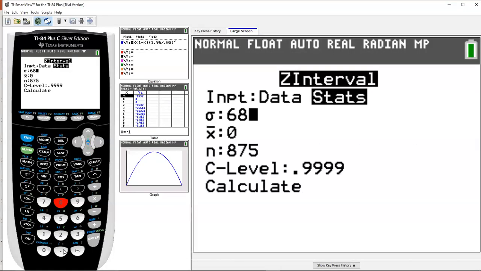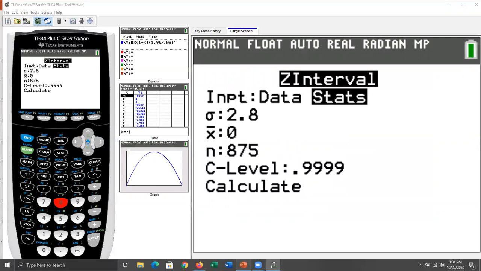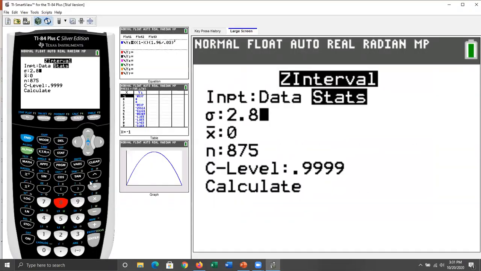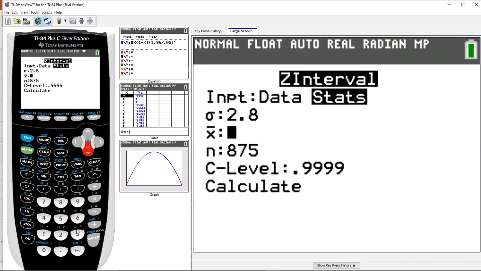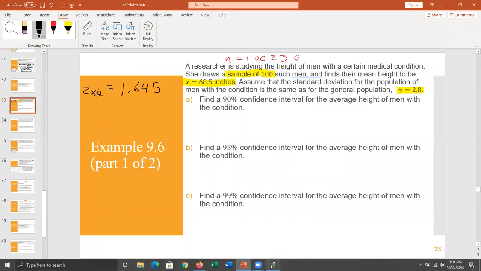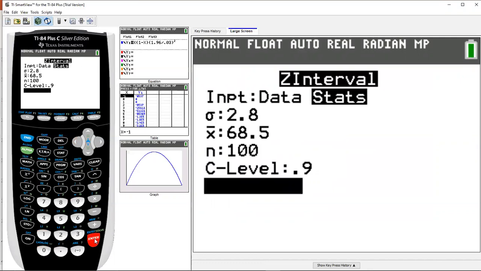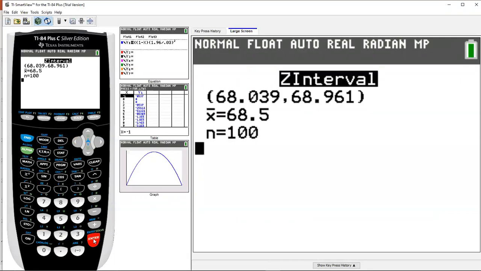So the mean is, no, this is the sigma. That's 2.8. So sigma is 2.8, X bar is 68.5. So this is 68.5, the mean. The N, the number of people we talk to, is 100. And the confidence level we're interested in is 0.90, also known as 0.9.